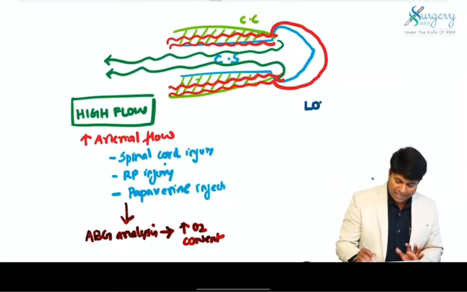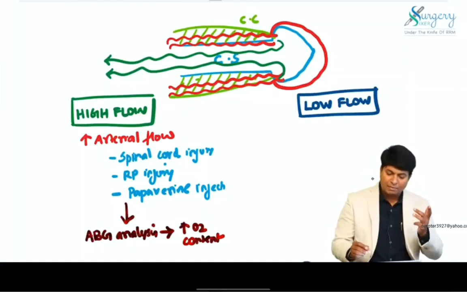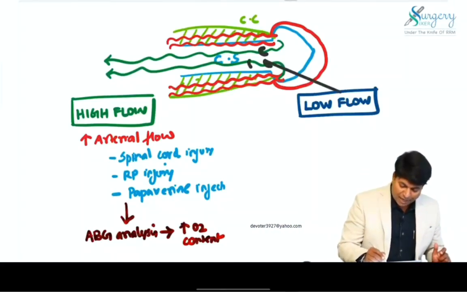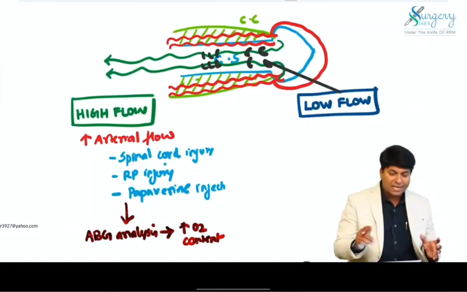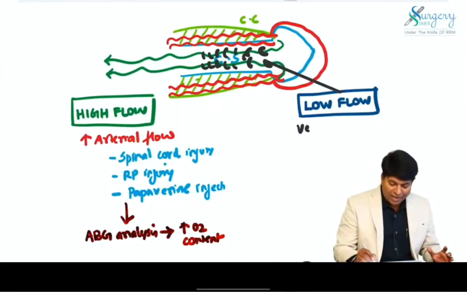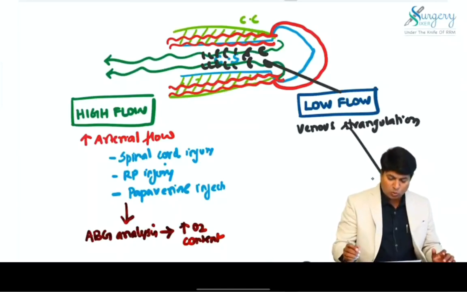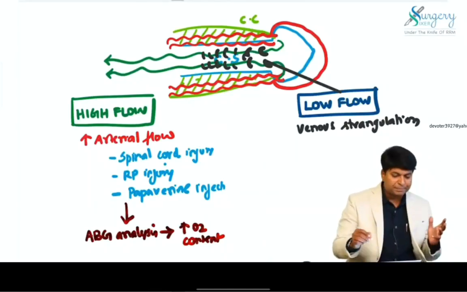The next one, which is dangerous, is low flow priapism, very commonly seen in sickle cell anemia, leukemia, and lymphoma. What happens is the venous return of blood is obstructed like this. Though the blood flowing in through the artery is very slow, the venous outflow is obstructed. So the penis becomes strangulated, like a venous strangulation. So who will get this low flow priapism? It is a dangerous condition, seen in sickle cell anemia, leukemia and lymphoma.